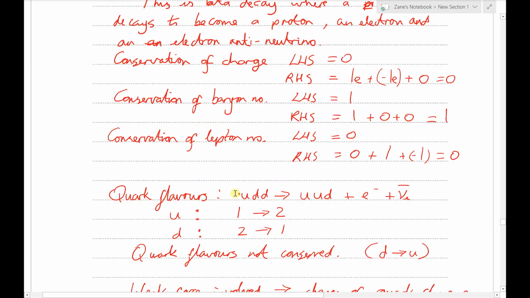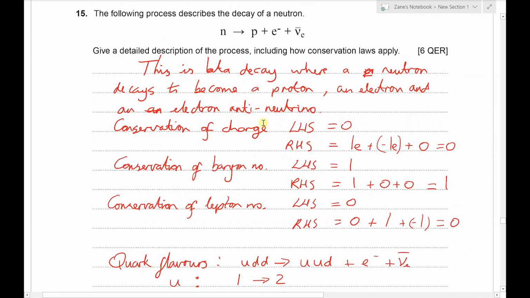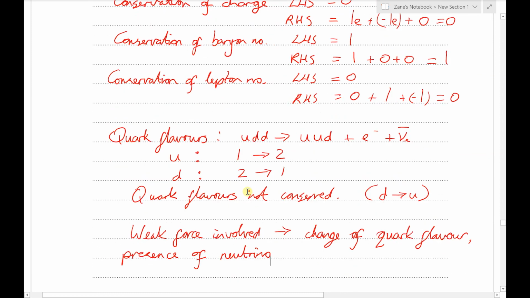So there, basically, we've covered everything that we need to for this particular question. We've identified the beta decay, we've identified the particles in the reaction, we've shown how the three conservation laws have applied: charge, baryon number and lepton number. We looked at quark flavours and found that quark flavours weren't conserved, and that, along with the presence of the neutrino in the interaction, told us that it was the weak force involved.